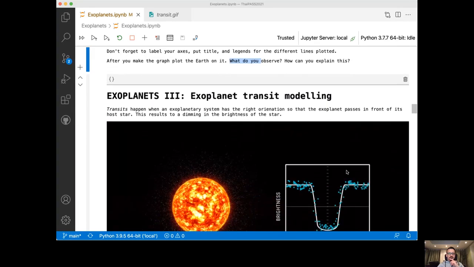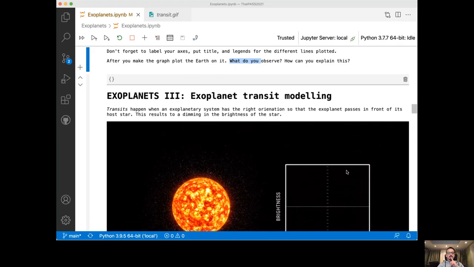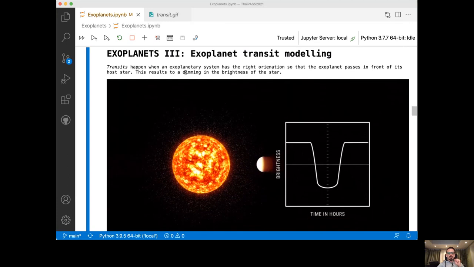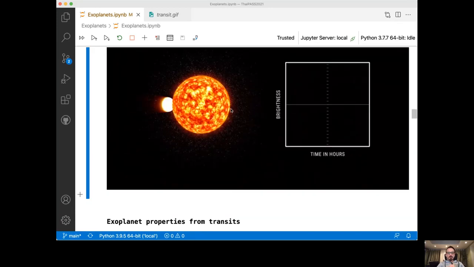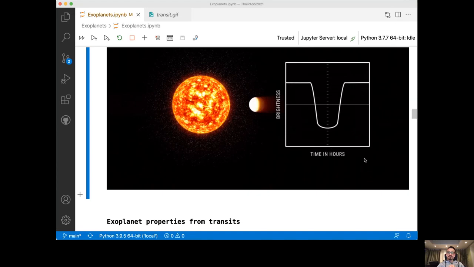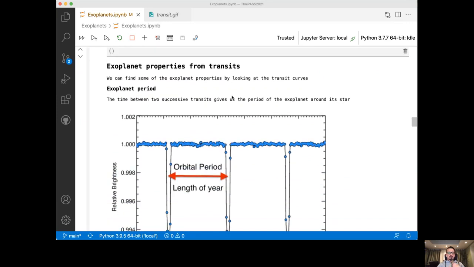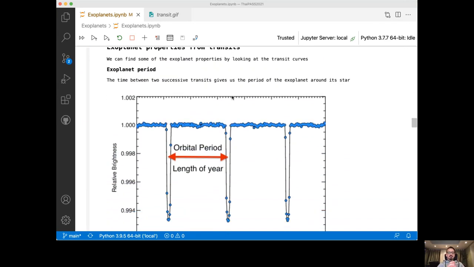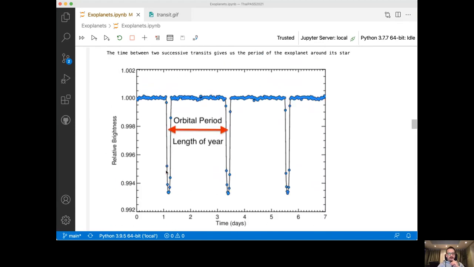Okay, so now going to the transit modeling, which is parts 3 and 4 of this project. In part 3, I just give you some background information about transits. I discussed a little bit about this background information at my lecture. So here you have a transit when the planet passes in front of the star and gives you this characteristic dip in the brightness of the star. And from the properties of these transits, you can get information about the planet.